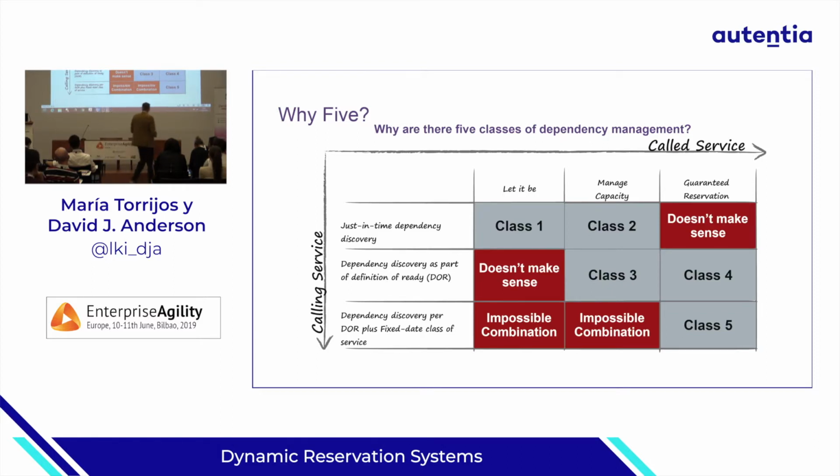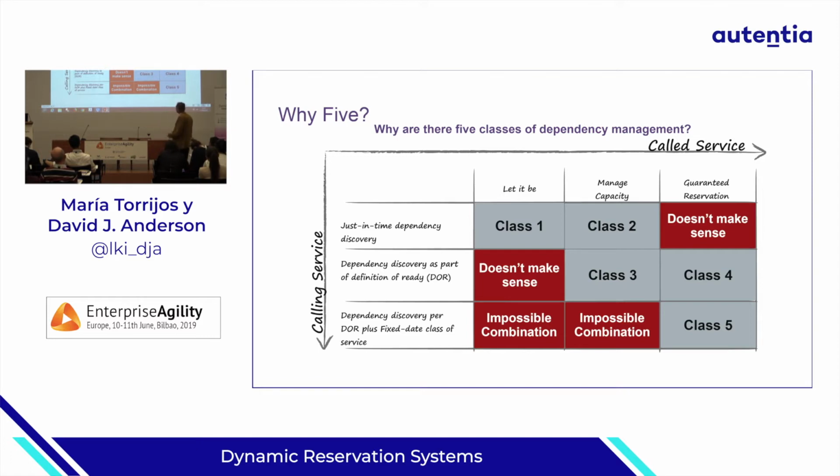And the third class, dependency discovery, with the definition of ready, plus it's a fixed date. So the thing that's coming in, maybe it's an ad campaign for Christmas, and you can't reschedule Christmas. You can miss it completely, but you can't reschedule it. So it has a fixed delivery date for when you want to start that campaign, and therefore it's the highest risk. So mapping those, we end up with 5 classes of service. Now very quickly we'll take a look at what those look like.